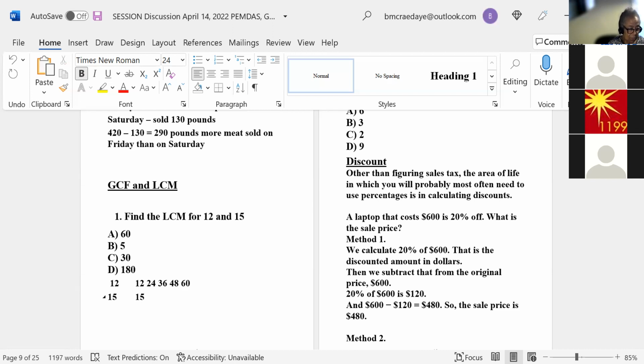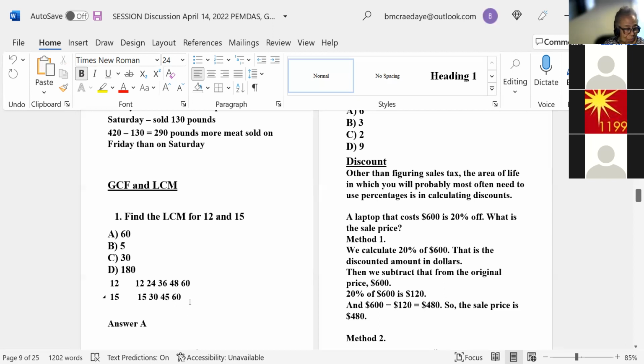15 times 1 is 15. 15 times 2 is 30, 15 times 3 is 45, 15 times 4 is 60. So what's the least common multiple? What's the answer? A, that's right. Maureen, you follow? You've got to get the multiples of each number, and the least common number where they match is 60. They don't match until you hit 60, right? So your least common multiple is 60. Answer A.